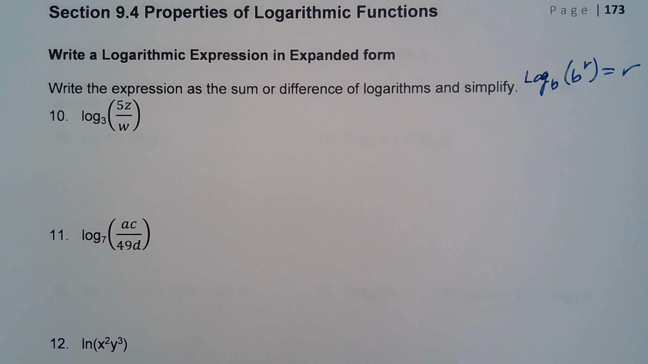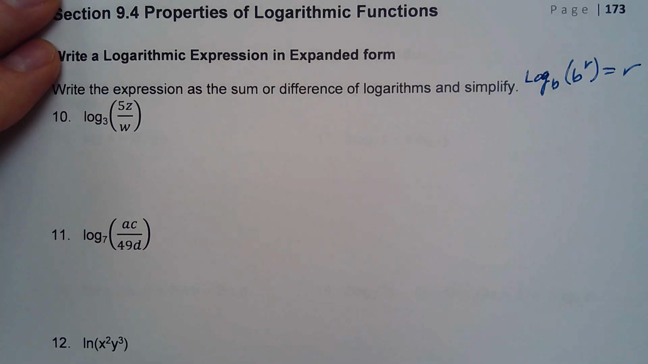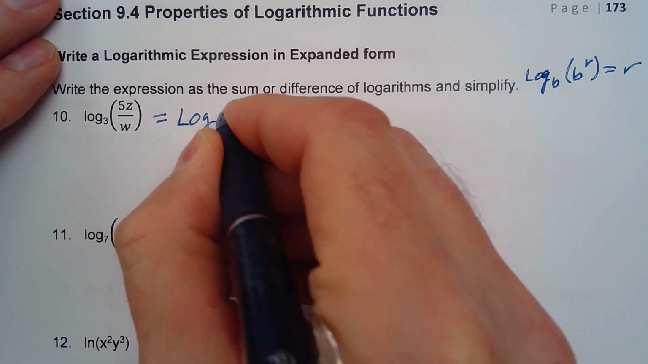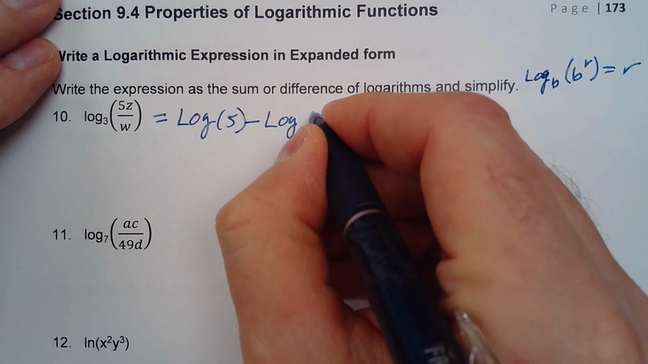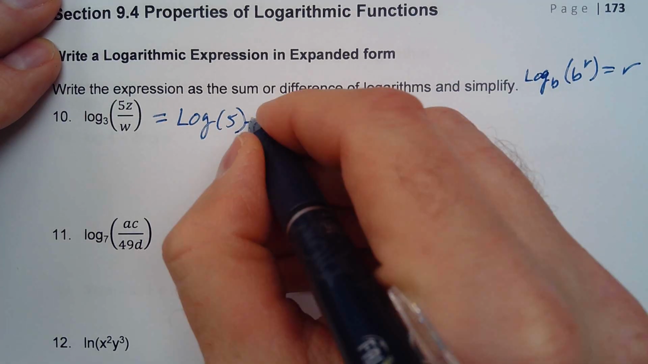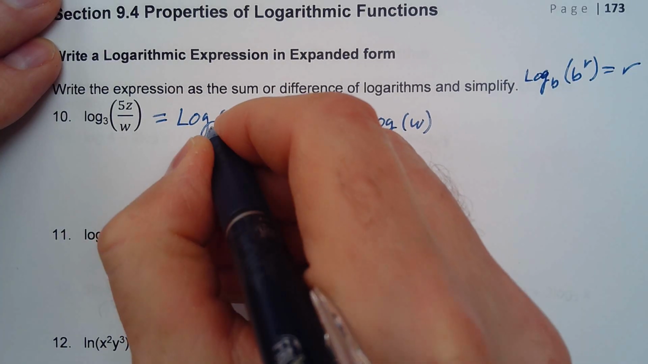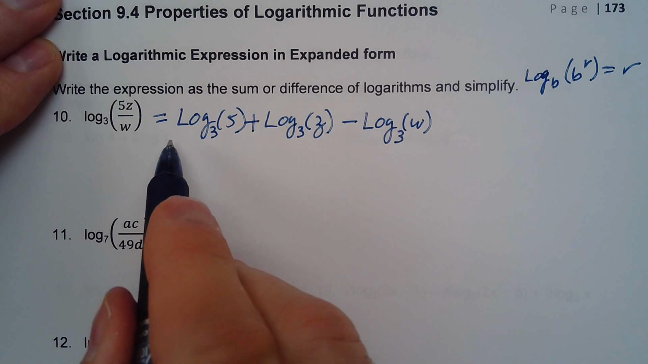So if I take a look at this first one, I have a 5 and a z in the numerator. Those are my factors in the numerator. Those logs are going to be positive. I have a w in the denominator. I'm going to have a minus sign in front of that log. So we're going to rewrite this as log of 5 plus log of z minus log of w. And my base here is 3. I need to make sure I write those in.